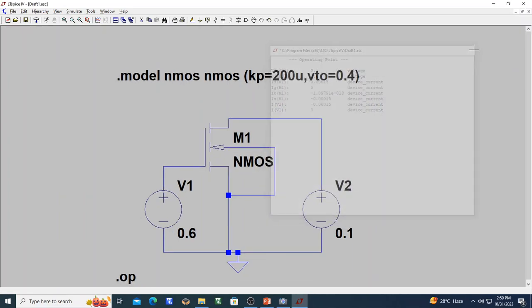Now, what we did was keep VGS constant at 0.6 and vary the value of VDS, first 0.1, then 1. Now can we plot a graph where, for a given VGS of 0.6, I vary VDS from 0 to 1 volt? This is what we want to do now.